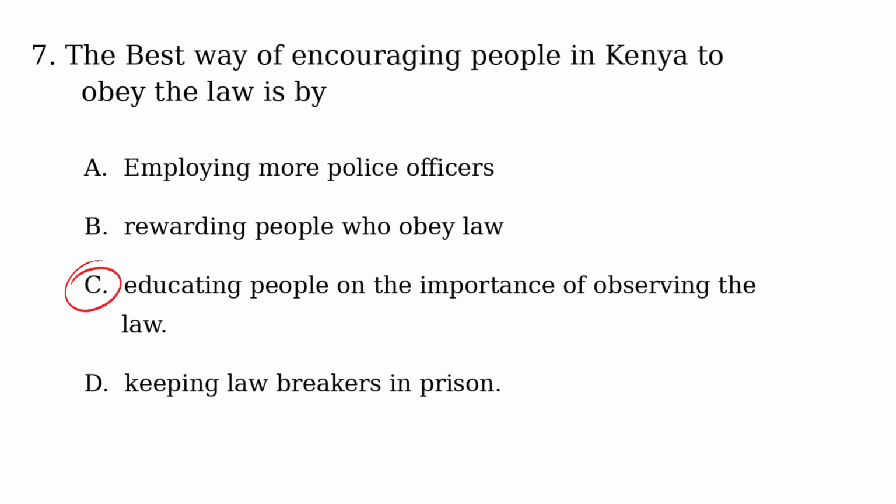That is the correct option, because when you educate people on the importance of observing the law, it helps the citizens to understand why laws should be obeyed voluntarily without them being forced. The other option, option D, is also not correct because keeping lawbreakers in prison is about implementing. You're only implementing, but it does not mean that people are going to obey.